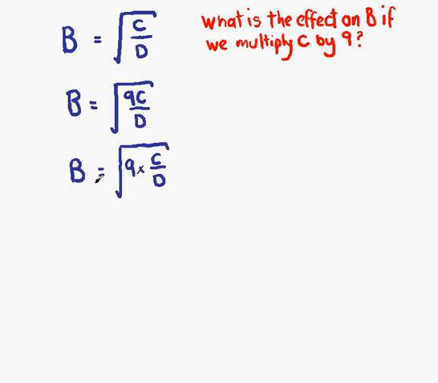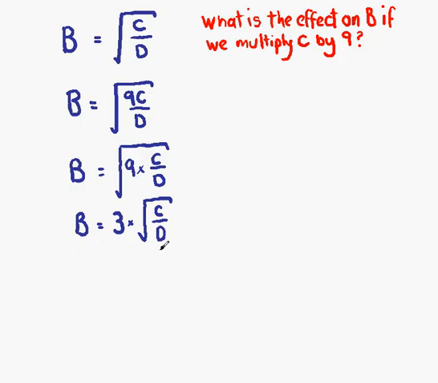That means b equals the square root of 9 times c over d. Now we'll have the number 9 inside the square root sign. If we take it out, then we must take the square root of 9. So that means b equals 3, because the square root of 9 is 3, times the square root of c over d.